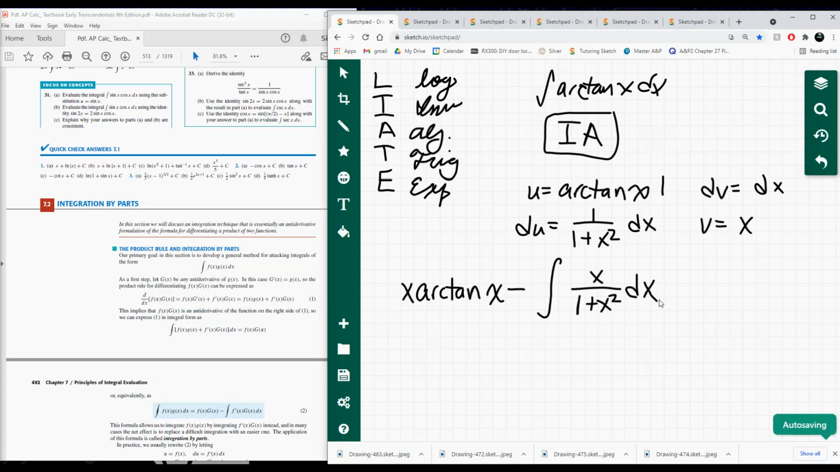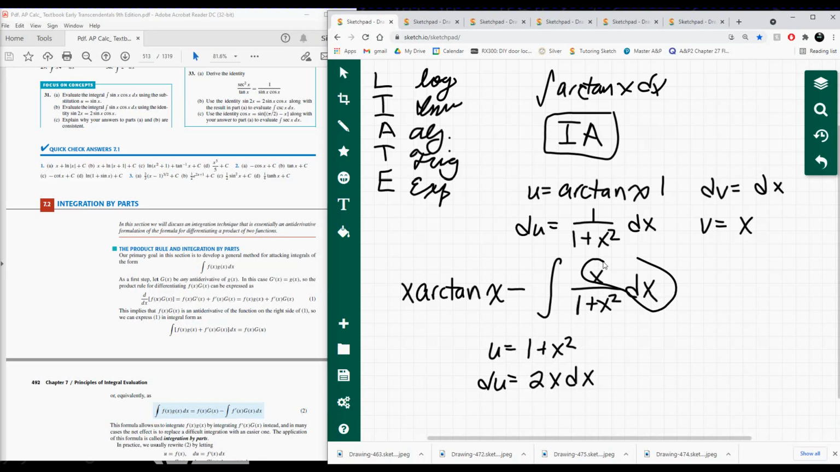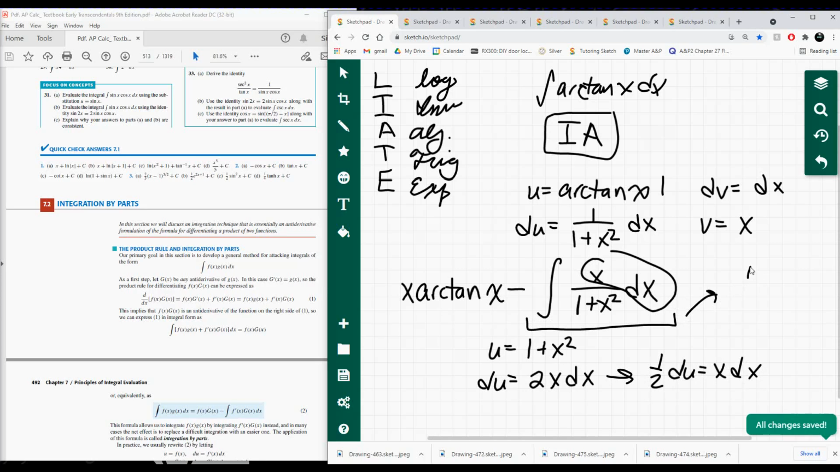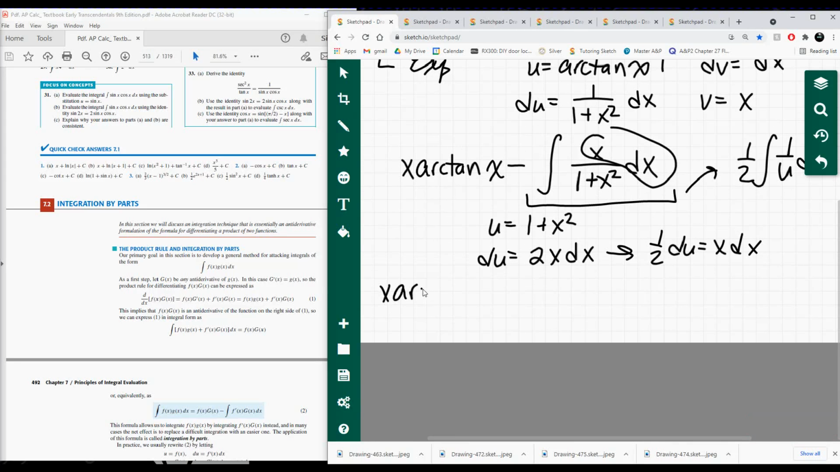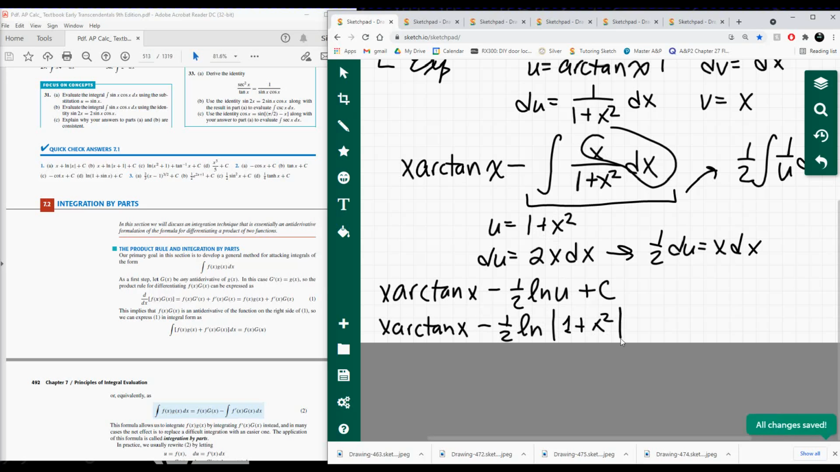And now this becomes a u substitution, in which u is going to be set to the denominator 1 plus x squared. du is going to be equal to 2x dx, but really we have this x dx, so therefore 1/2 du is going to be equal to x dx, in which case this integral now becomes the following. We have 1/2 the integral of 1 over u du, and we love that. That's going to be natural log. So therefore this becomes momentarily x arc tangent of x minus 1/2 natural log of u plus c, and we're going to then replace the u so that we get x arc tangent of x minus 1/2 natural log of 1 plus x squared plus c.